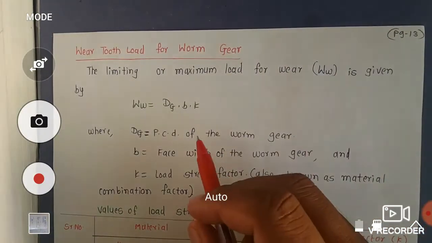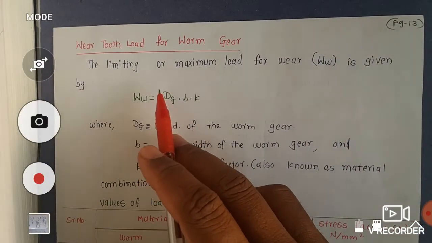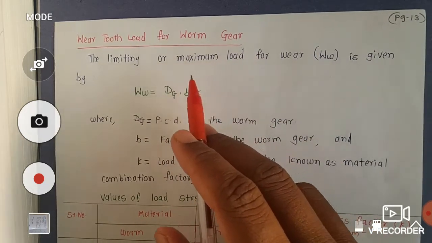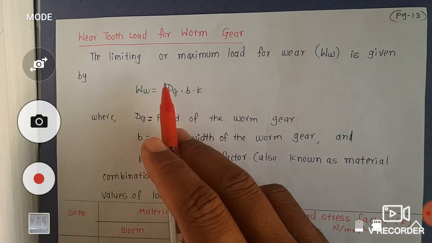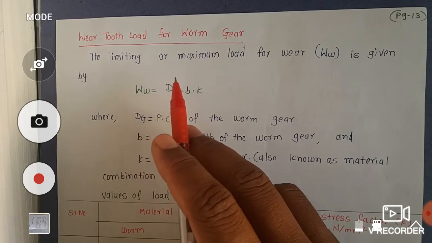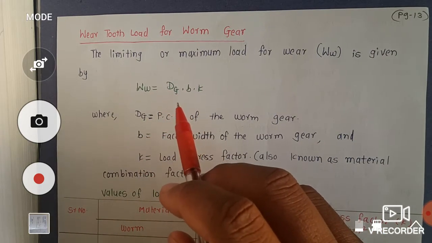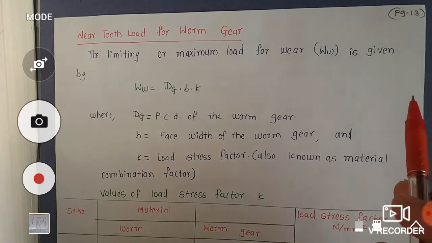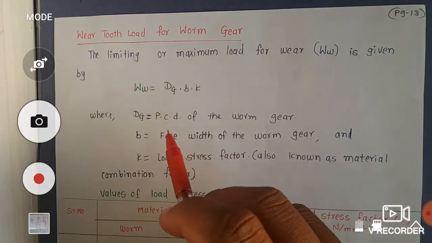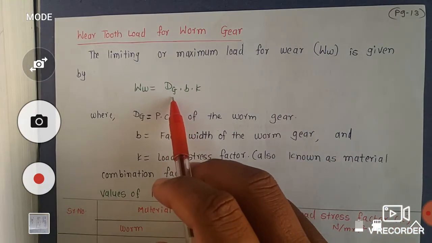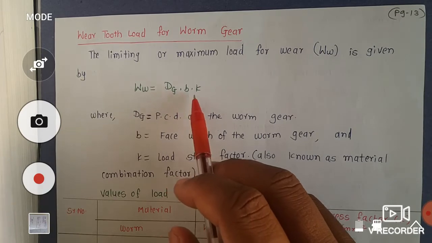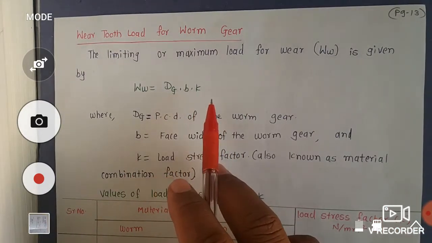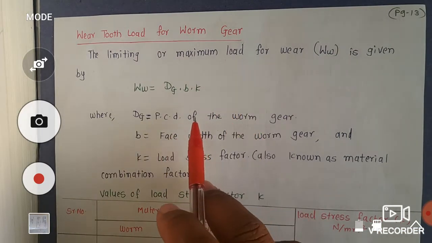Hello students, today we learn about the wear tooth load for worm gear. This is the second criterion in the case of worm and worm wheel, that is wear tooth load. The limiting or maximum load for wear, that is Ww, is given by Ww is equal to pitch circle diameter for gear into face width into load stress factor. This K is also called the material combination factor.